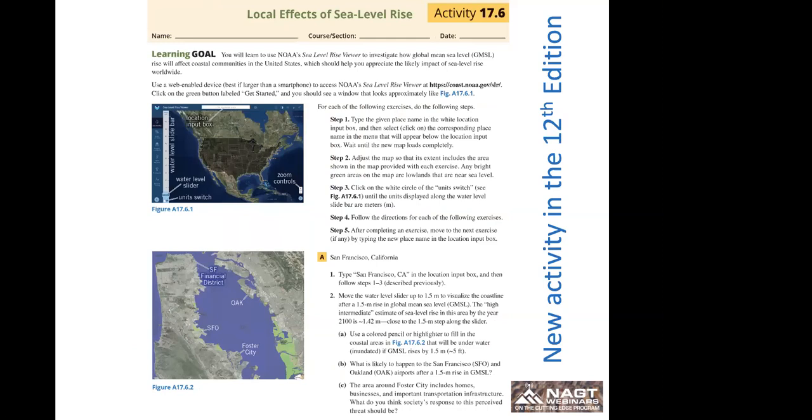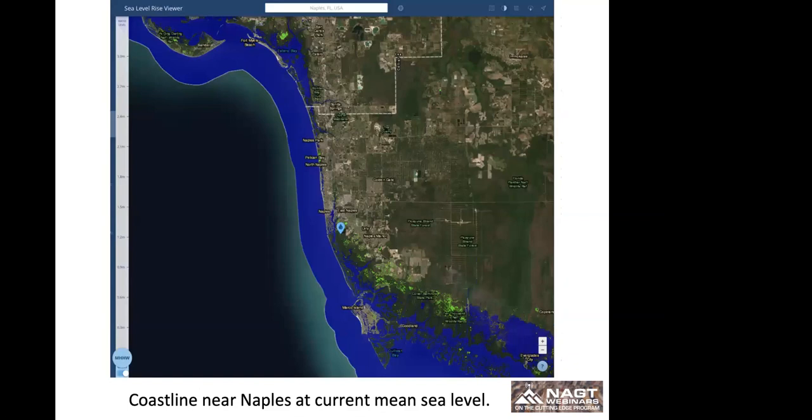The last activity considers how sea level rise will affect several coastal areas in the United States using NOAA's Sea Level Rise Viewer. Students work with inundation models of San Francisco, New York, New Jersey, New Orleans, Portland, Naples, Florida, and Charleston. For example, here's a map of Naples, Florida today. This view extends from about Fort Myers in the north to Marco Island in the south, with Naples about halfway between the two.